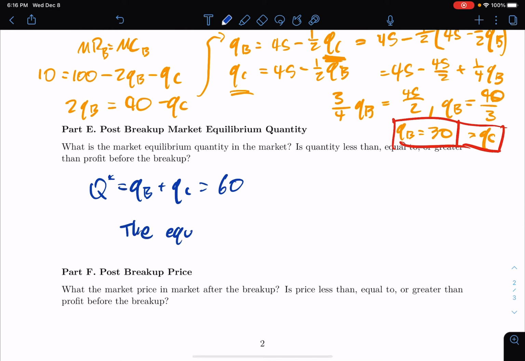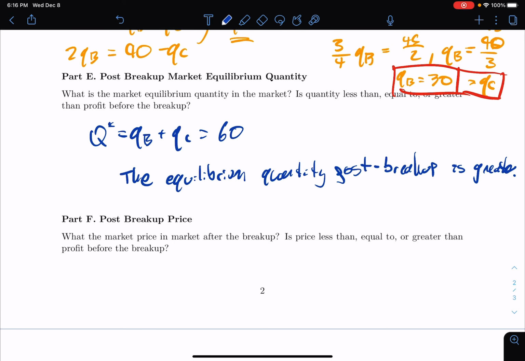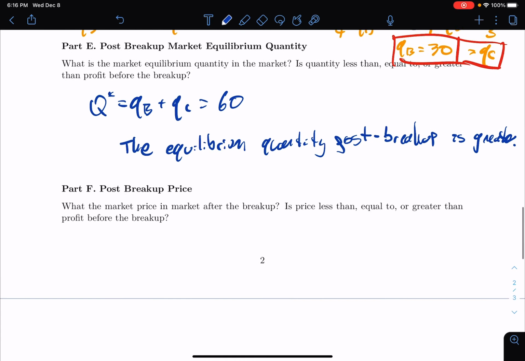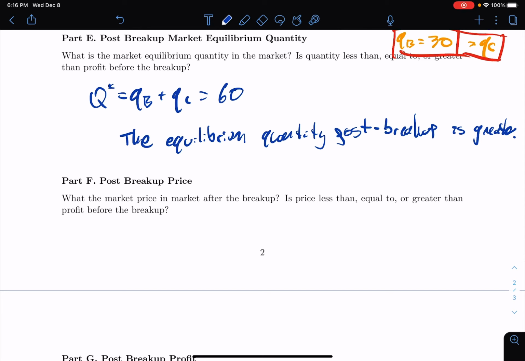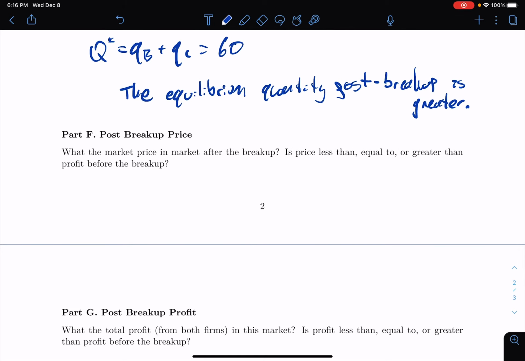The equilibrium quantity post breakup is greater. Okay. And no, I can't read my own handwriting sometimes. Is greater. Okay. That's better. A little bit.